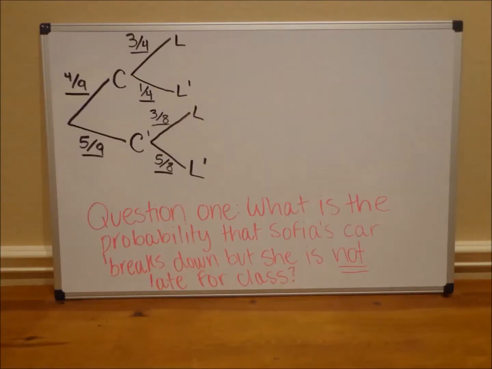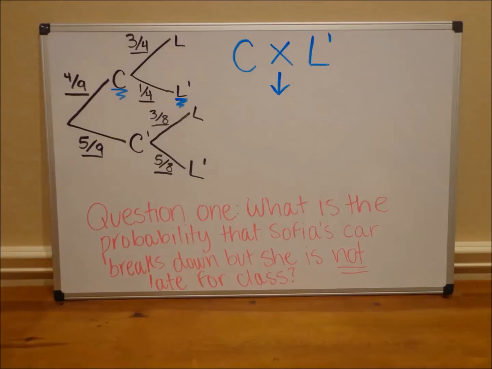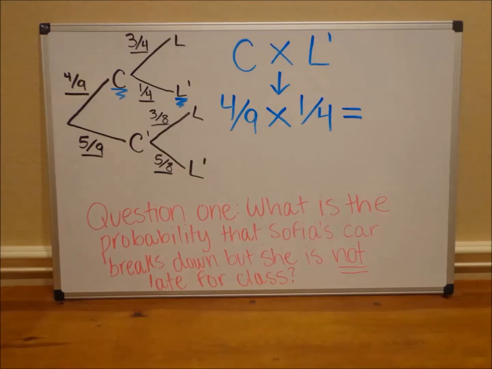If we want to find the probability that Sophia's car does break down and she is not late for class, we should, that's right, multiply. Okay, so we take the probability that her car does break down, 4/9, and we multiply it by 1/4, the probability that she is not late for class, to get 1/9.